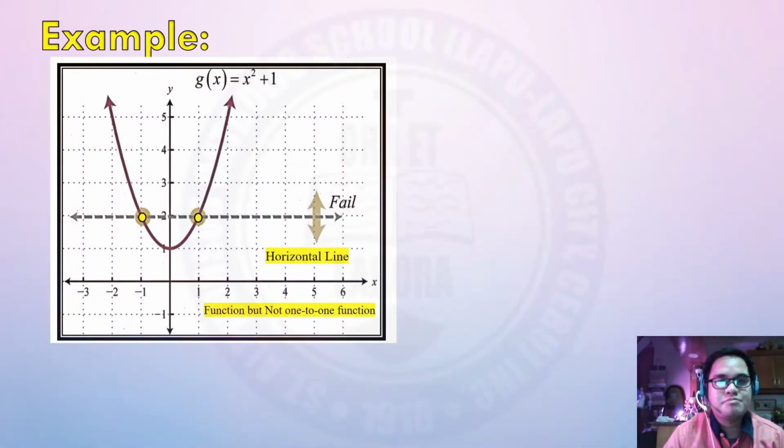In this illustration, the function x squared plus 1 forms a parabola. As you can see, we use the horizontal line to test if this given function has an inverse function. But there are 2 points on the graph that intersect the horizontal line. So this function is not a one-to-one function because in the horizontal line test, there must be exactly 1 point as the intersection of the graph and the horizontal line. Therefore, for g of x equals x squared plus 1, its inverse is not a function.